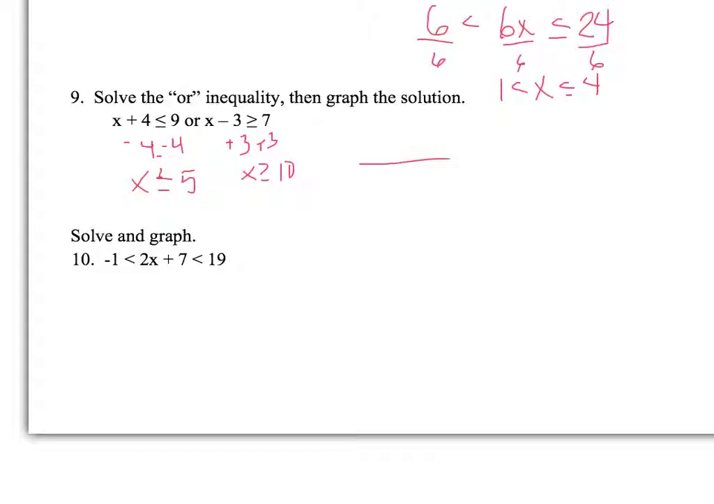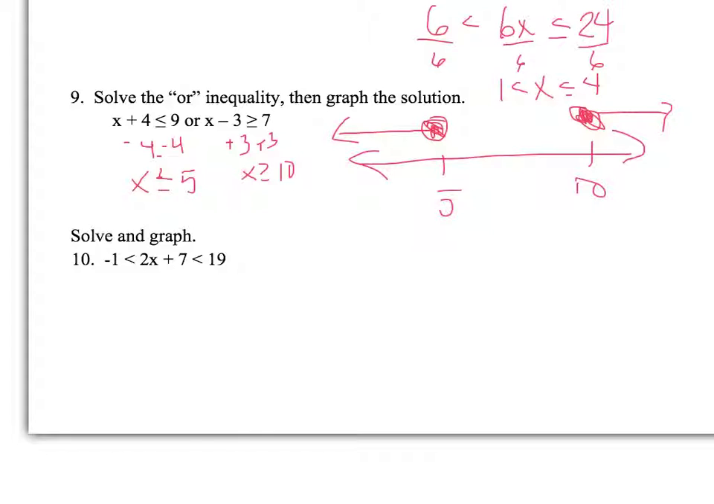Okay, so if I were to graph that, here's positive 5 and there's positive 10. Closed circle at 5, everything filled in to the left. Closed circle at 10, everything filled in to the right.